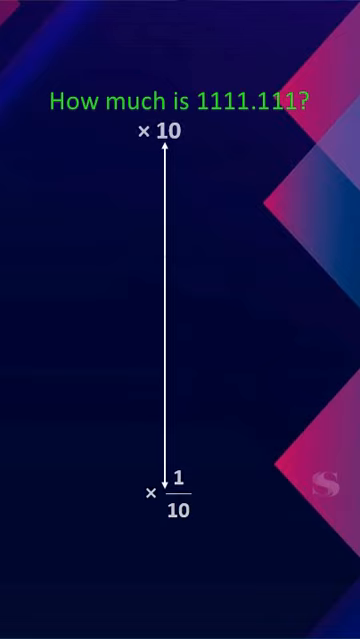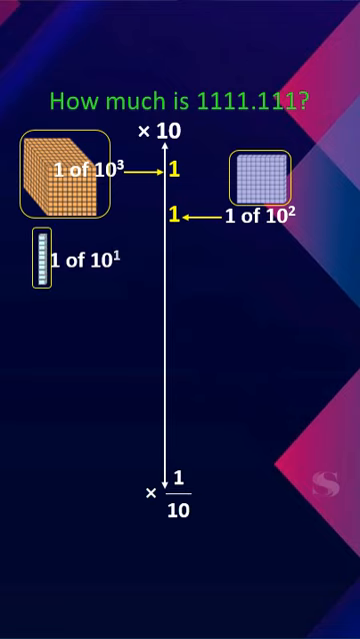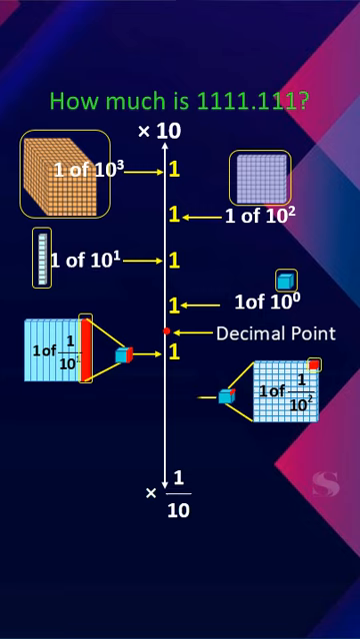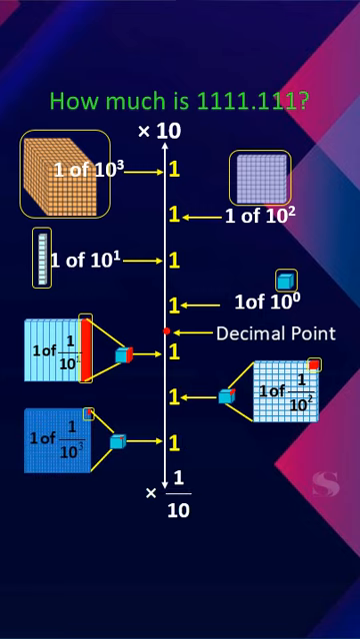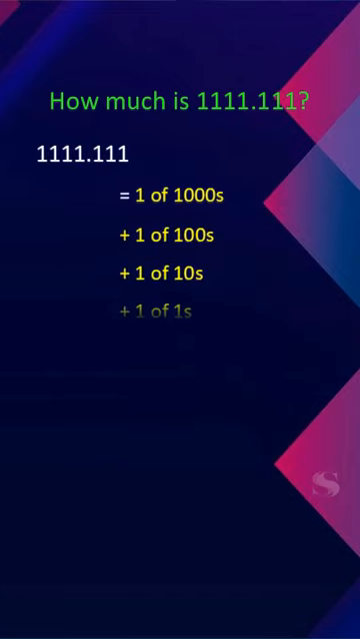In 1111.111, the whole part has 1000s, 100s, 10s, and 1. The fractional part is made of parts of 1, that is 1 of 10 parts of 1, 1 of 100 parts of 1, and 1 of 1000 parts of 1. 1111.111 is a sum of whole parts and fractional parts.